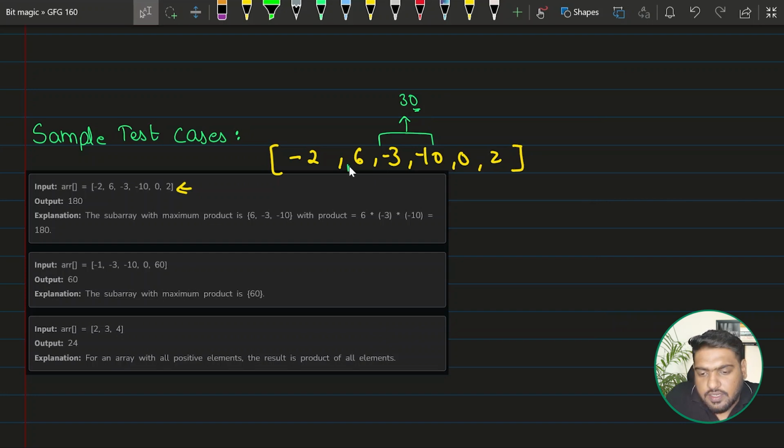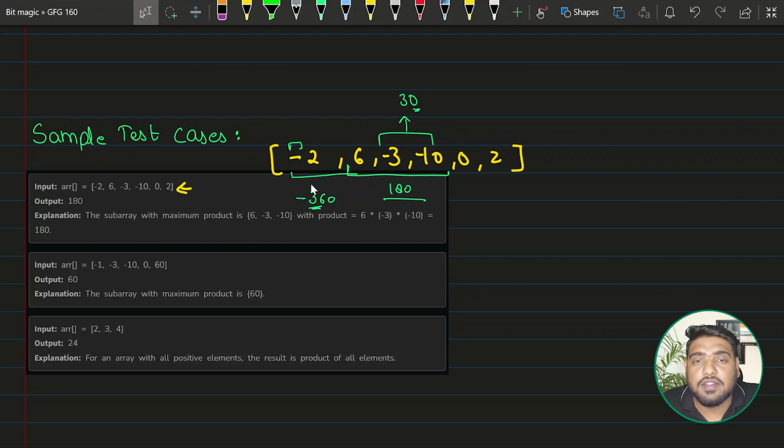Indeed, we can. Let's suppose we include 6 as well. Then what will we have? We would have 180, right? Quite a big number. Can we take any bigger subarray than this? Let's try to include this element. If we include this element, then what will happen? We would get 360, but keep in mind, a negative symbol is here with 2. That means it would be -360. And it now becomes a very small value.